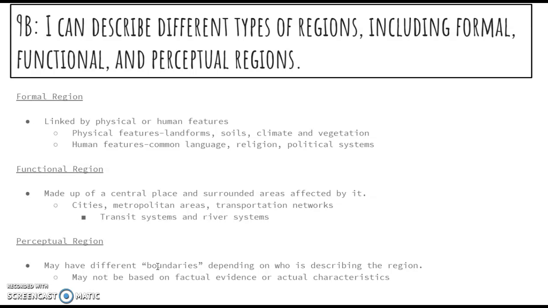That is a perception, because if you really come to Texas, does everybody have a cowboy hat on? Is everybody riding a horse? Or everybody cowboys and cowgirls? No. So it's perceived, or how people see that region. So a perceptual region can change from person to person.